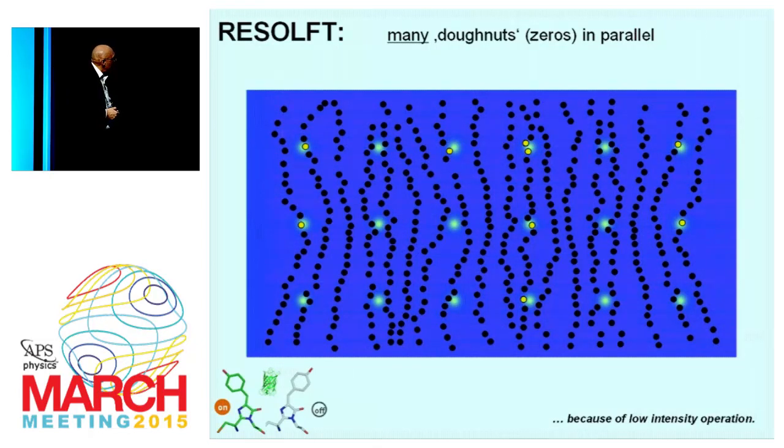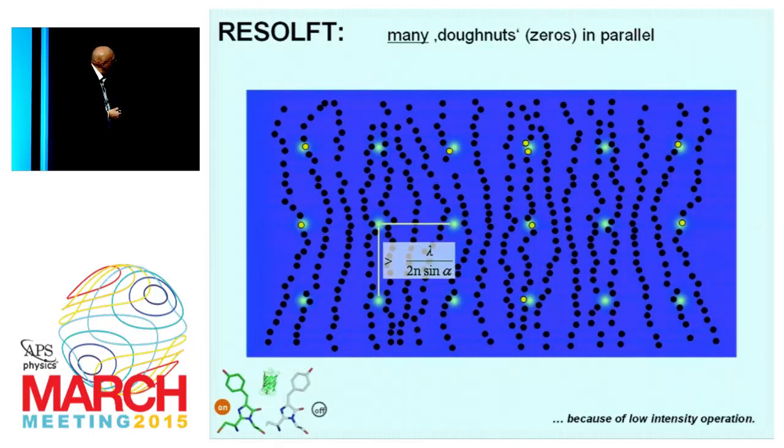As I said, if you use switchable fluorescent proteins like this, you have a low intensity requirement, so you can easily spread out the light over a large field of view. This is done here. We do not use just a single donut, we use many donuts, because it needs so little light. We spread out the light to produce many, many donuts.